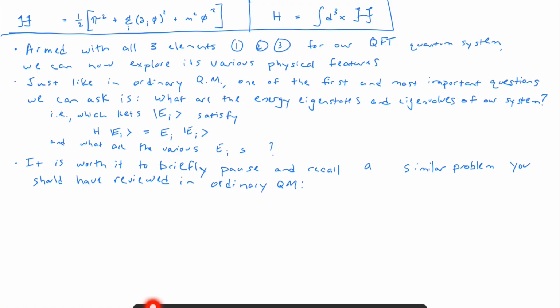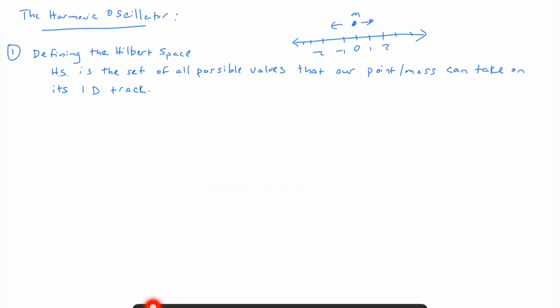Before we rush, it is worth it to briefly pause and recall a similar problem you should have reviewed in ordinary quantum mechanics: the harmonic oscillator. Just picture we have almost like a ball on a 1D track. Not almost, it is. I just happen to write it horizontally here. And this ball can go left or right. We're just assuming a one-dimensional harmonic oscillator. And for the purposes of this discussion, even though we have little numbers drawn here, little rungs drawn here, let's assume this can take on continuous values, just like you did in ordinary quantum mechanics.